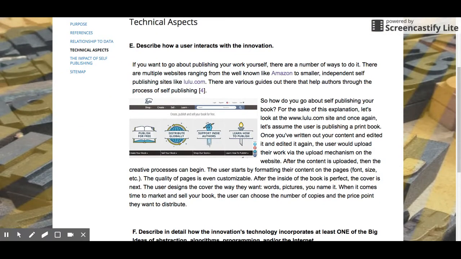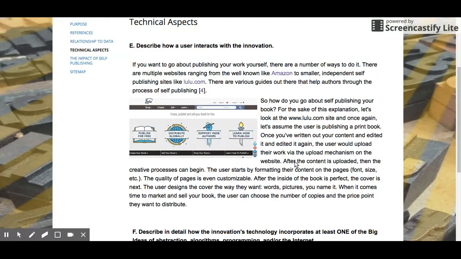Well, there are a number of sites out there. Right here, I have Amazon and Lulu.com listed, and they work similarly, but both allow the user to actually publish their content. So with Lulu, here's the screenshot right here. You go online, you publish for free, you learn how to distribute your content, you can support other authors, all of that.